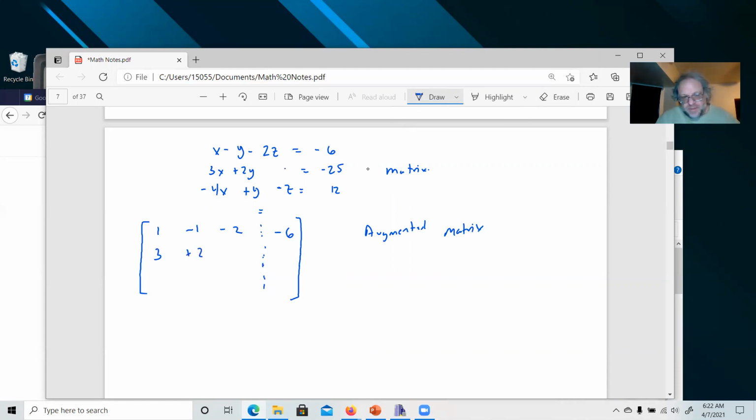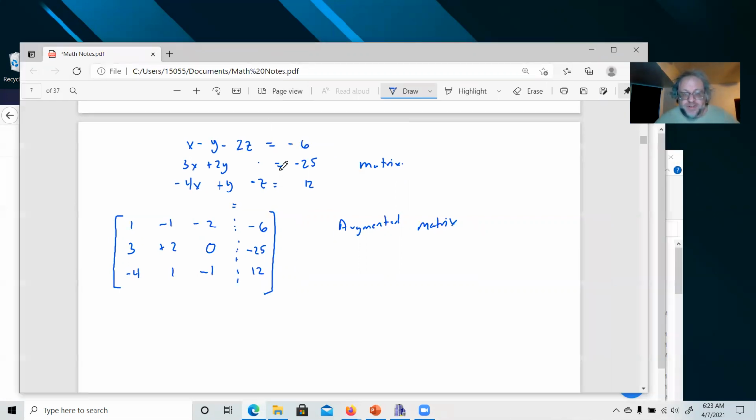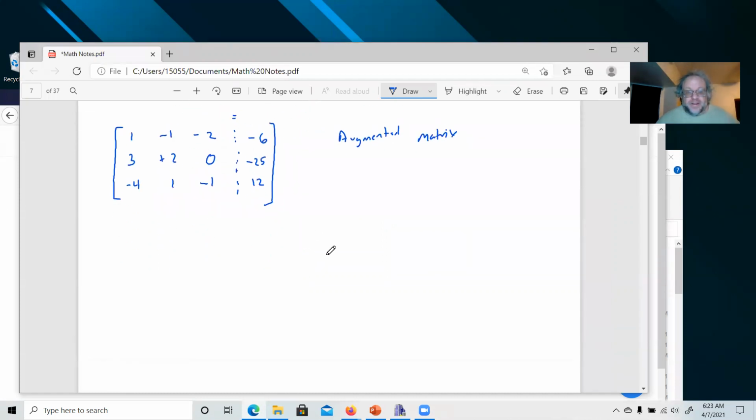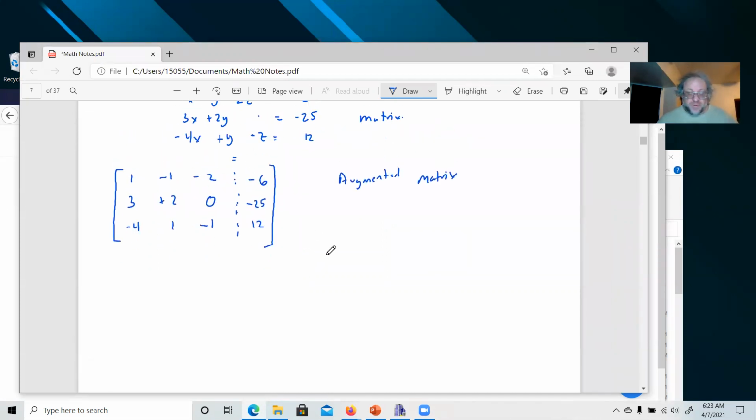There's no z. Put a 0 in. Okay, just like the synthetic division, right? If there wasn't a term there, we put a 0 in, and it's -25. Okay, and then we have -4, 1, -1, 12. Okay, so I'm going to do this kind of a slow way because my arithmetic sucks, and I want to make sure I'm going to get all of this right.